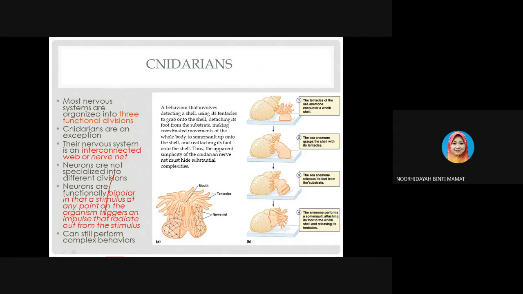Then the sea anemone will release its foot from the substrate. This is the foot on the substrate. So it will release the foot from the substrate, and it will also perform a somersault, a coordinated movement of the whole body to somersault up onto the shell. So it will attach its foot to the whelk shell and release its tentacles. From the tentacles that grabbed onto the shell, it will detach them. Thus the apparent simplicity of the cnidarian nerve net must hide substantial complexities.